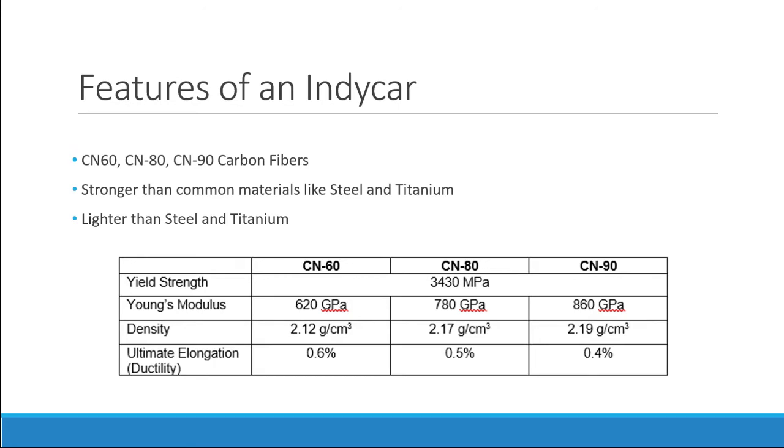Finally, one more property that showcases the difference in the carbon fibers is the ultimate elongation or ductility. CN60 has a value of 0.6%, CN80 has 0.5%, and CN90 has 0.4%. All this shows is that the stronger the material, the harder it is to break apart, which is basically what ductility is. So that would end up making it stronger then.